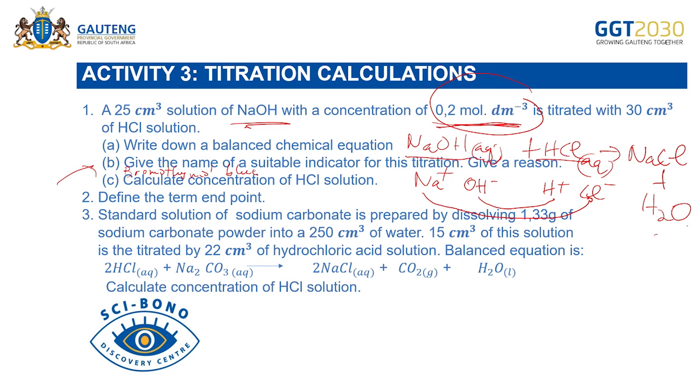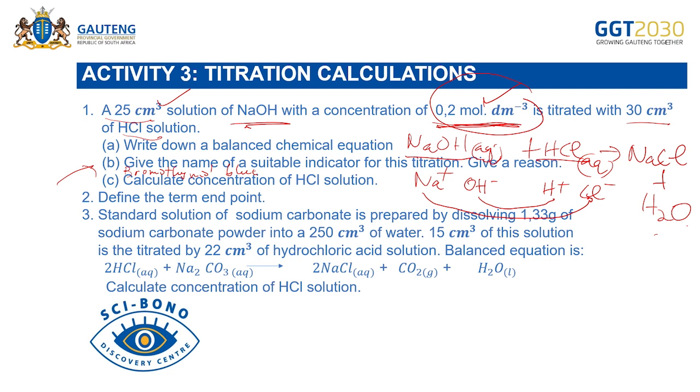Calculate the concentration of hydrochloric acid solution. Because this is a titration, I prefer to use this method. Start by calculating the number of moles of sodium hydroxide. Why sodium hydroxide? Because you have the volume and the concentration of sodium hydroxide. It can't be the number of moles of hydrochloric acid, because for hydrochloric acid, the only thing that we have for now is the volume.